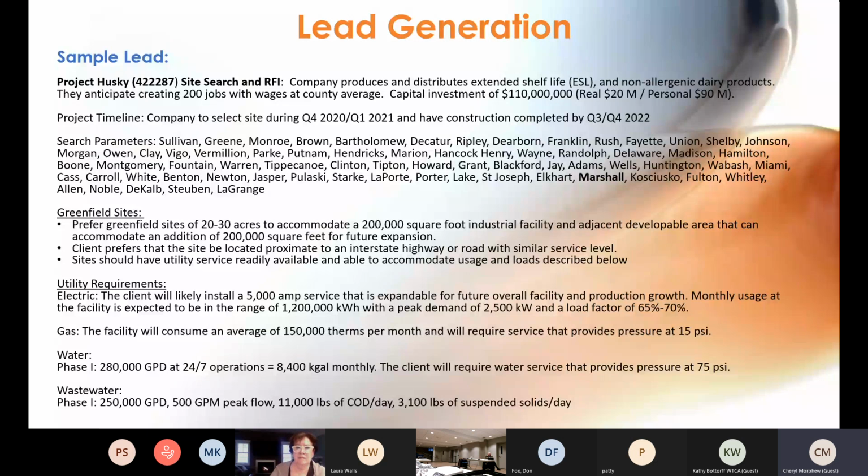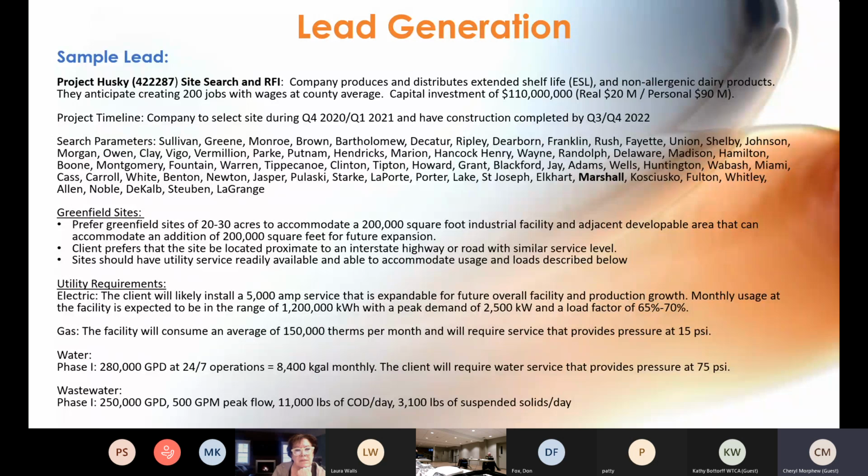They're going to create 20 jobs, they hope, with wages at the county's average wage, which your county's average wage right now is $21.36, according to Stats Indiana. The capital investment is $110 million, and you can see they've broken that down between real property, so the facility, and then the equipment side is $90 million. I will tell you this particular lead provided a lot of information. Sometimes you don't get that. You get, hey, we're a manufacturer and we're looking for 200,000 square feet, and that's about it.